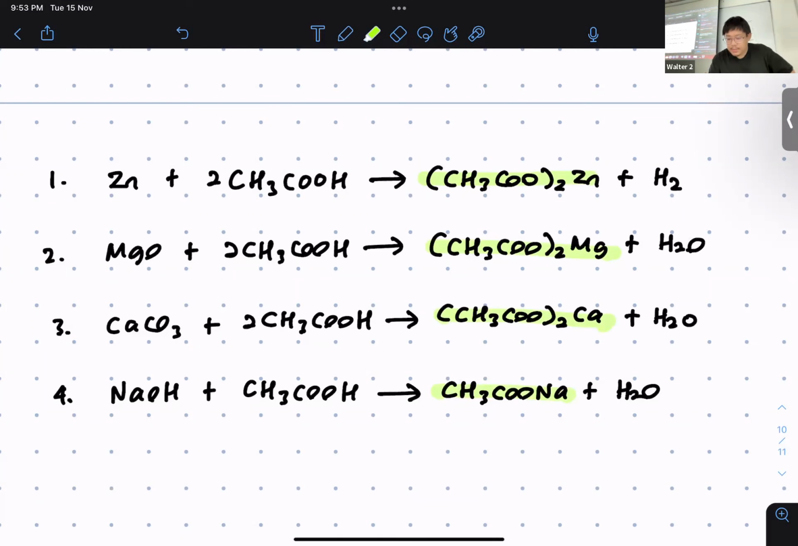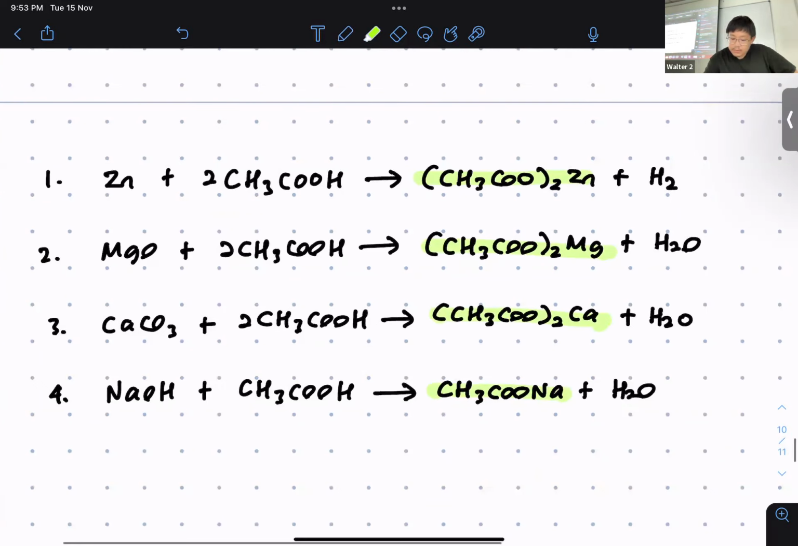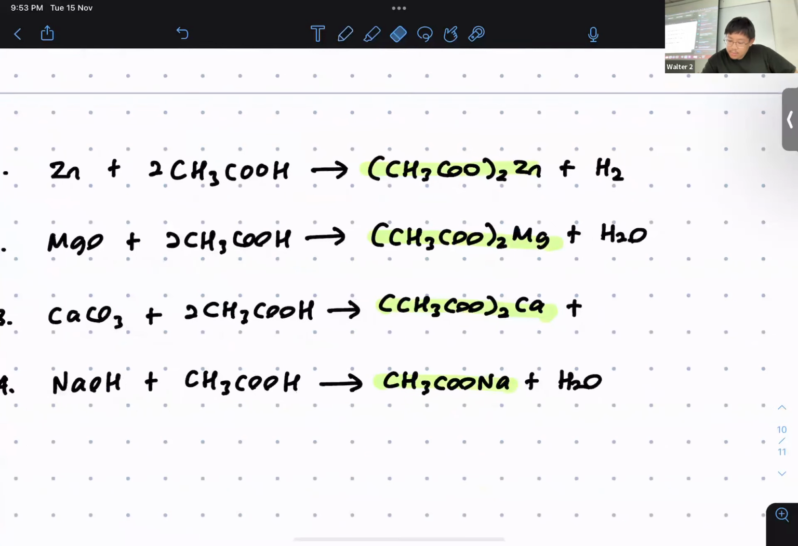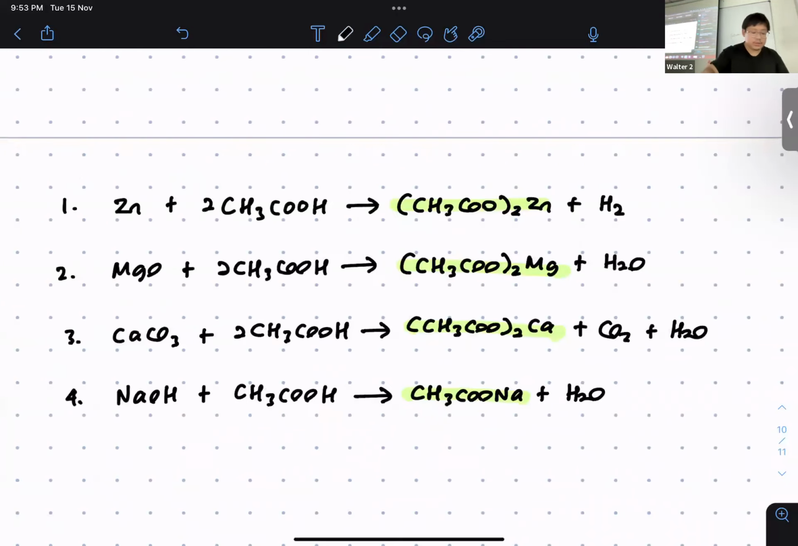Oh, yes, sorry. I missed out one more thing. There's supposed to be a CO2 over here. I missed out the CO2. Okay, so you have your salts and also the respective substances.